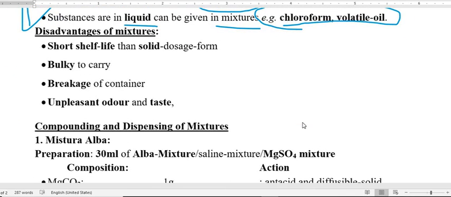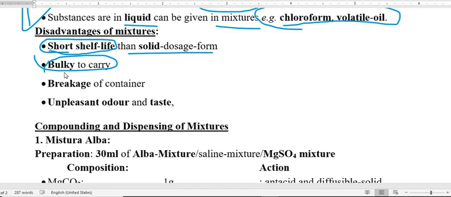Now we have to go through the disadvantages. The disadvantages of mixture that we already discussed earlier are that the life is short as compared to the solid dosage form. So the shelf life of the drug in mixture form is less than the solid dosage form. This is important. Also, since you are making it in liquid form, it becomes bulky.